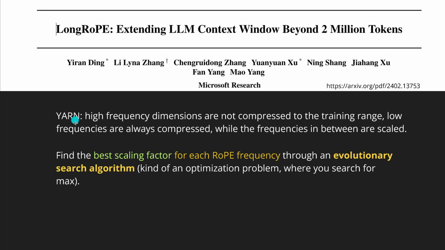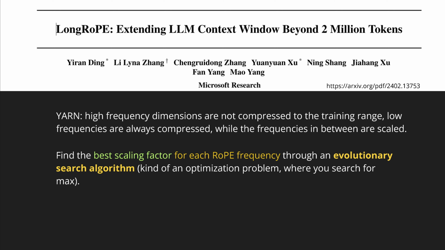And they said, hey, we see, and I showed you in video 1, that these high frequency dimensions are not compressed in the training stage. But low frequencies are always compressed, and the frequencies in the middle are somewhat scaled. And they said, can we optimize this? So they do not change the method of interpolation. They do not change the method of YaRN or of anything else. They are just saying, hey, can we take this particular parameter and modify it even so slightly that we get a better performance? And this is the complete idea.